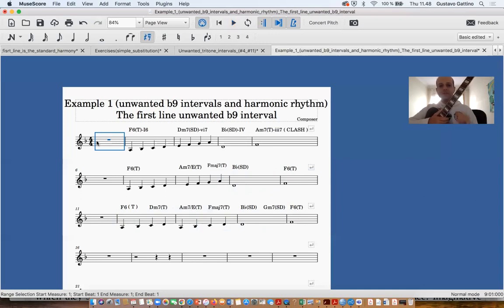So this is all. You had an example with the clash and two examples with faster harmonic rhythm progressions.